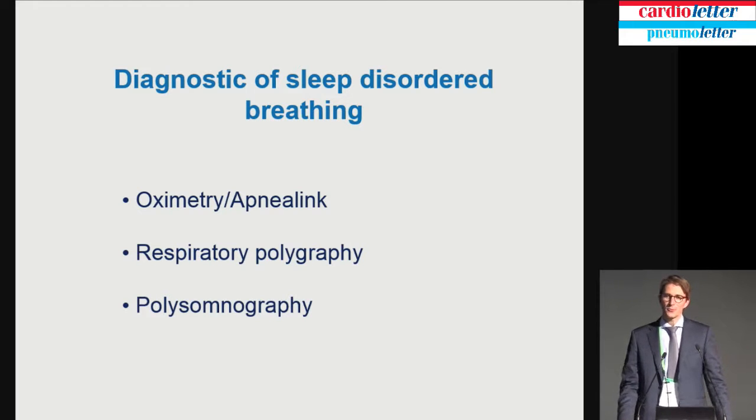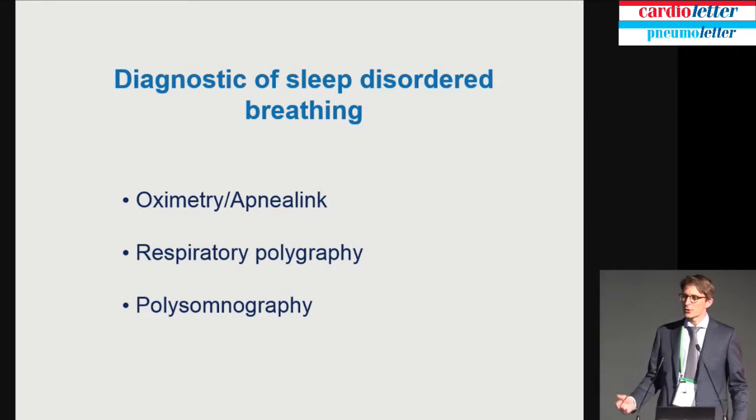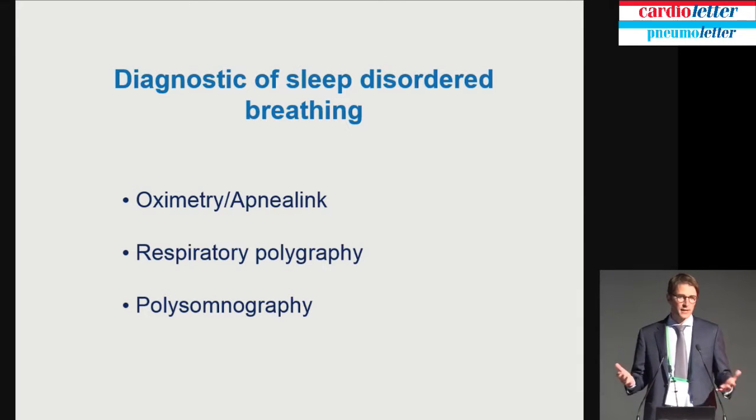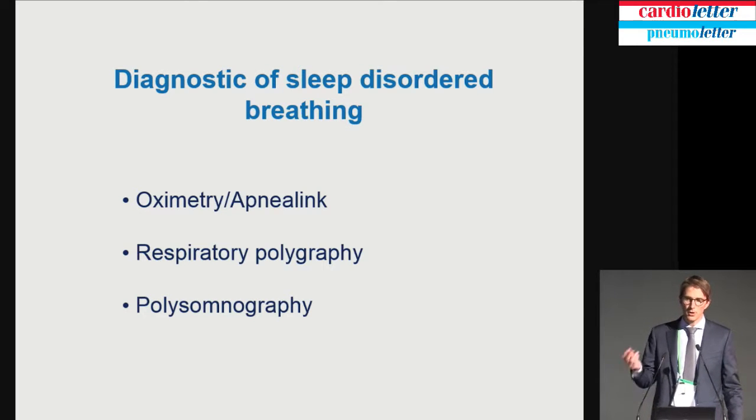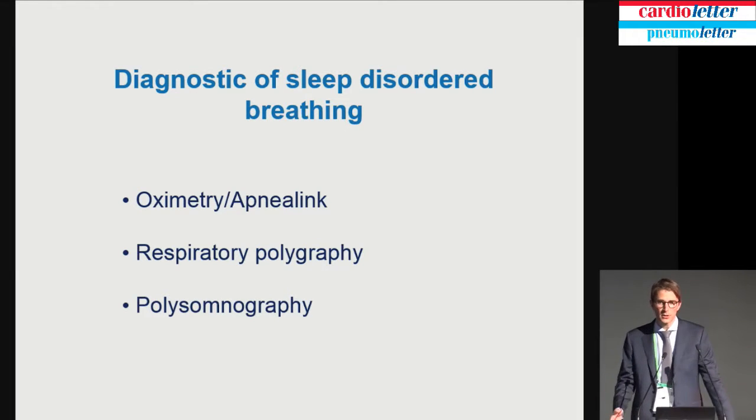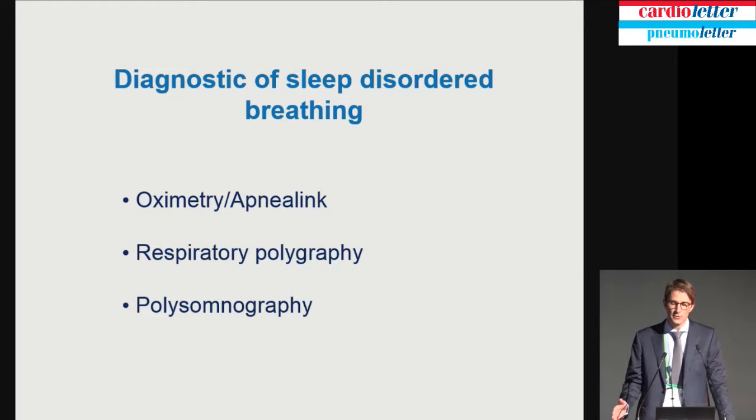So now, the second question, how can we diagnose sleep apnea? So basically, we have 3 different types of devices that we can use. Oximetry or apnea link, which is oximetry plus nasal pressure. Respiratory polygraphy, which focuses mainly on respiratory parameters that can be done ambulatory at a pulmonologist office or in a sleep lab. And polysomnography that we just talked about, which is the gold standard to diagnose different types of sleep disorders.